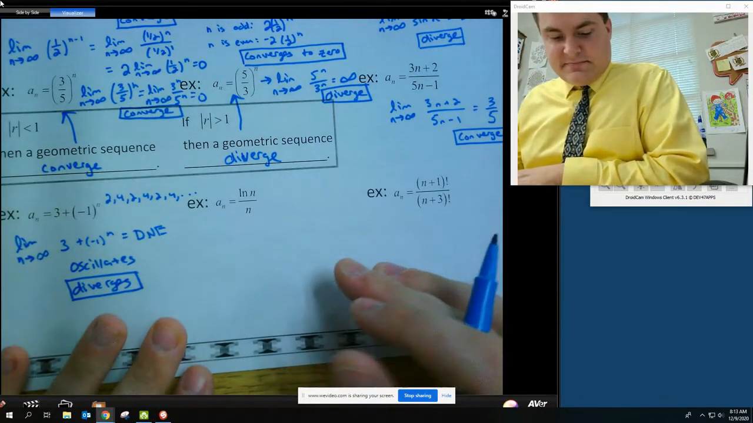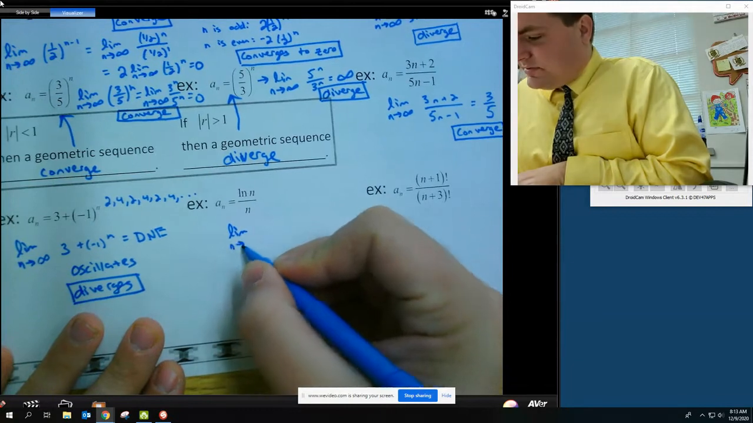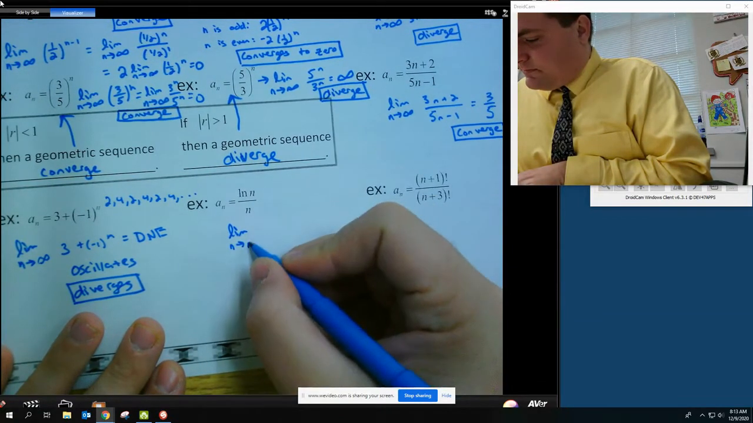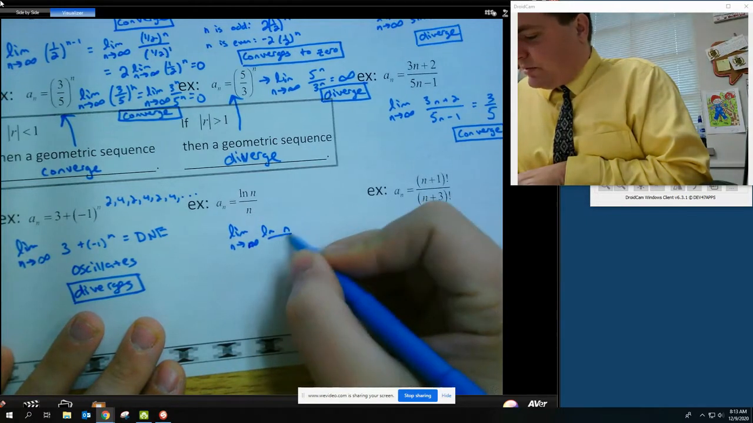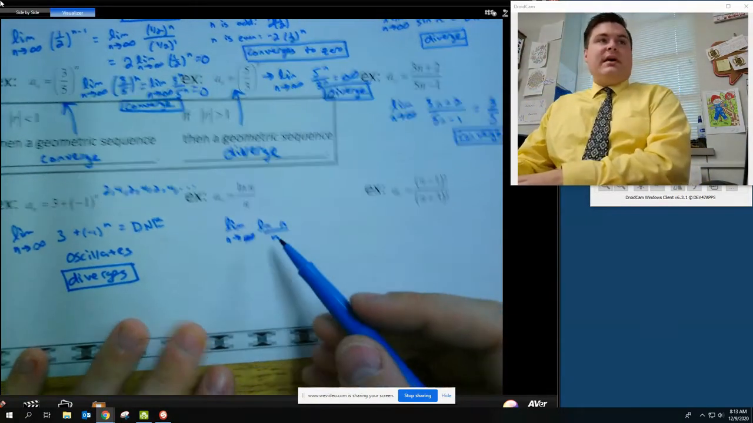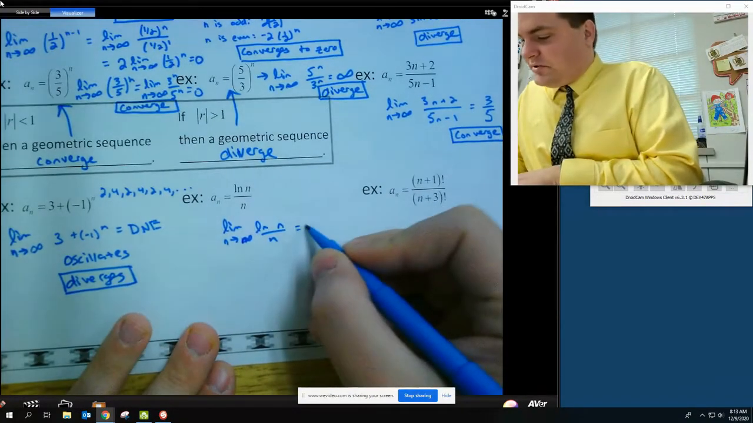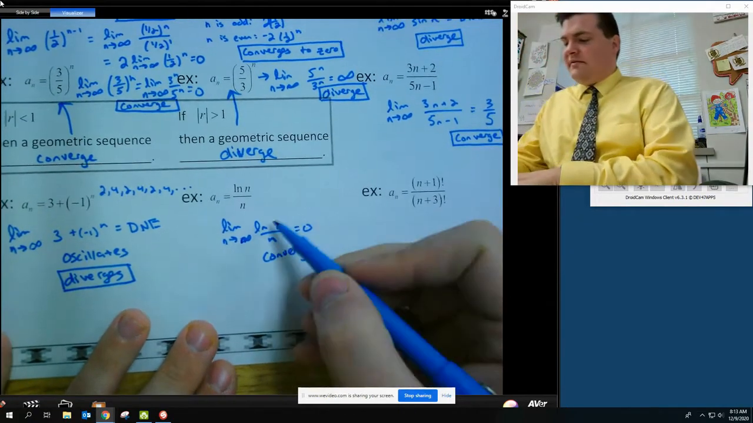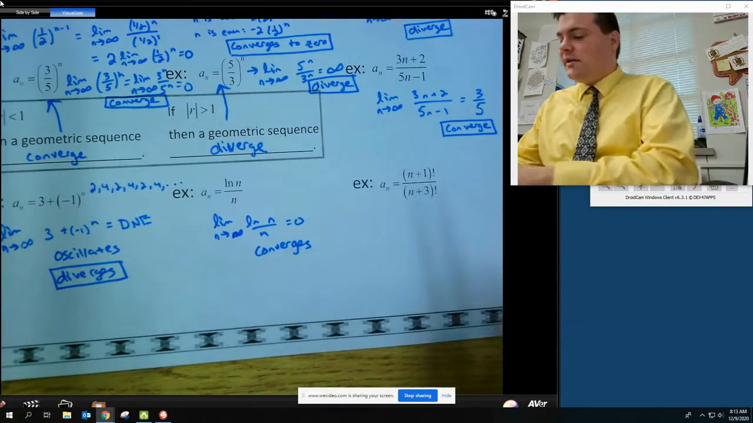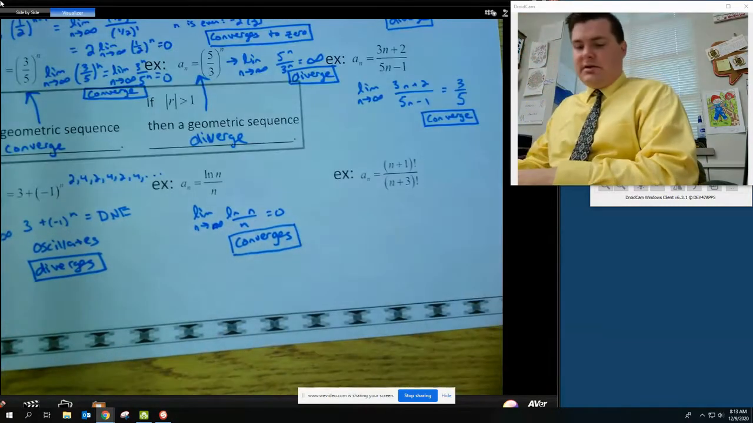This one right here is going to be a little bit trickier. The limit as n approaches infinity of ln of n all over n. So n actually grows faster than ln of n. So this is actually going to equal 0. So this converges. And if you don't believe that, you can actually use L'Hopital's rule, because if you plug in infinity, you'll get infinity over infinity. So you can always use L'Hopital's on that one as well if you don't believe me that one is 0.